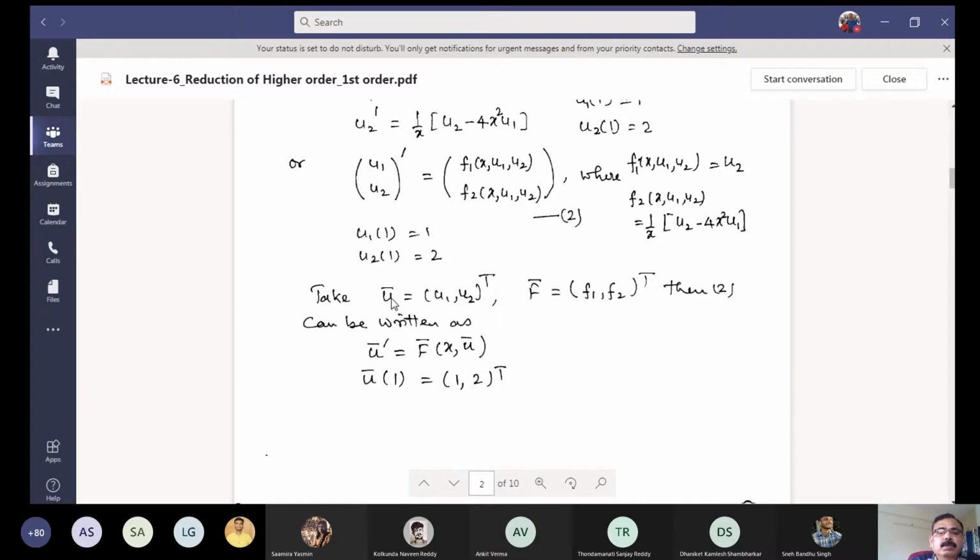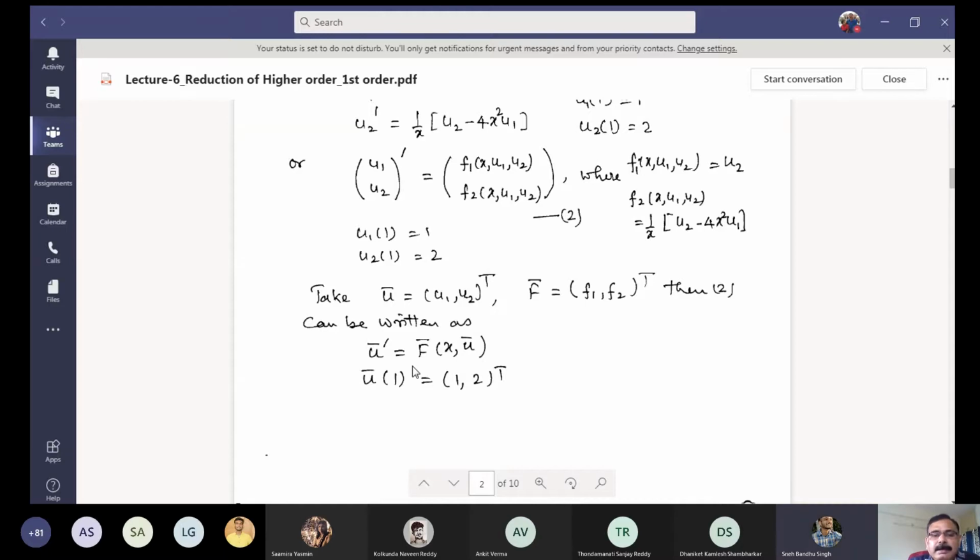We may write u as the vector (u1, u2) transpose, and f as the vector (f1, f2) transpose, and then we can simply write u prime equal to f. This is a vector equation. Is that clear?